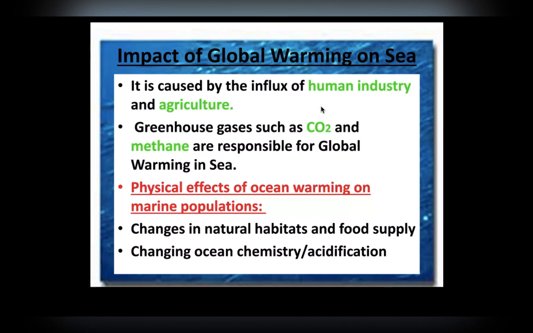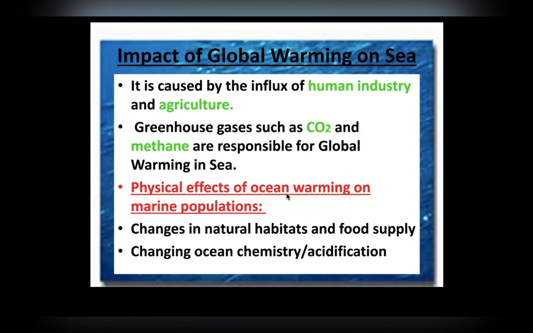So it's caused by the influx of human industries and agriculture. Human beings keep building industries that release dangerous gases into the atmosphere, and also agriculture. So the greenhouse gases are CO2, carbon dioxide, and methane, and they are responsible for global warming in the sea.